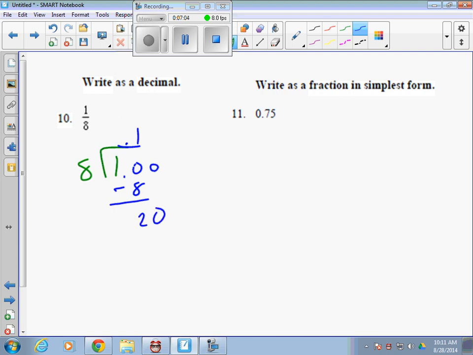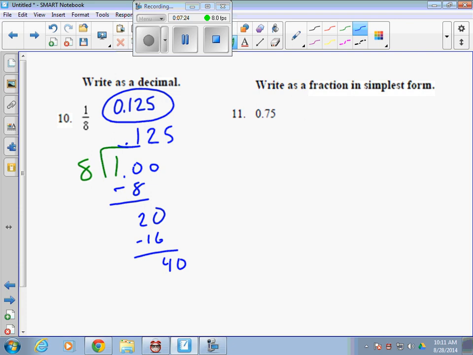8 goes into 20 2 times. 2 times 8 is going to be 16. It's just long division, everybody. 4, then we'll bring down another 0. 8 goes into 40 5 times. So we have the decimal 0.125.